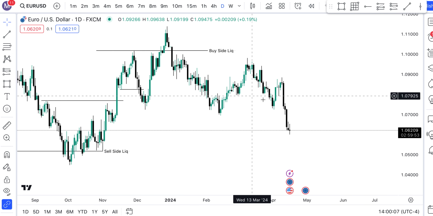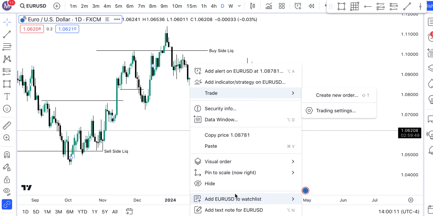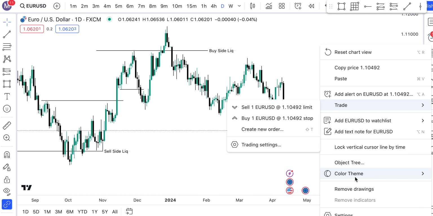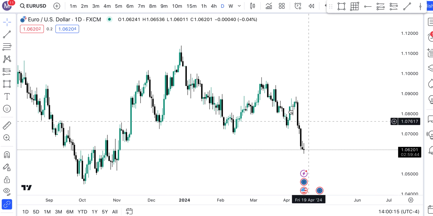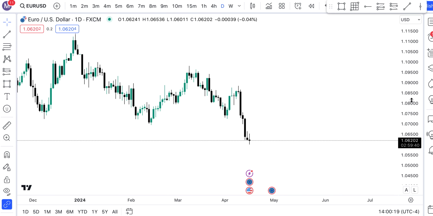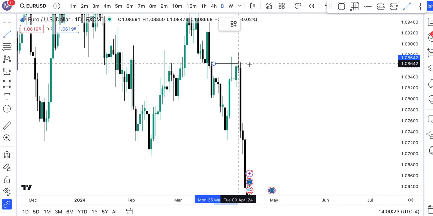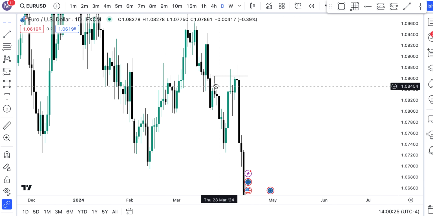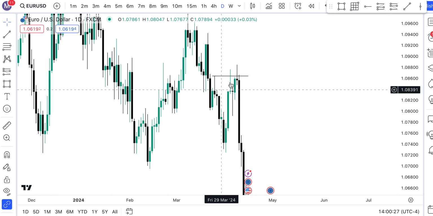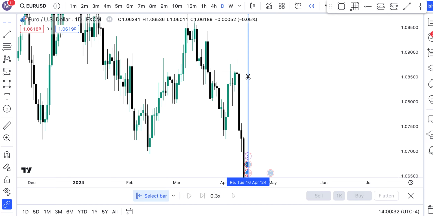So yeah, when price gets taken out, that is called a liquidity sweep. So example here, where the high buy side liquidity gets taken out. Let me actually play this one back because it's a great example.